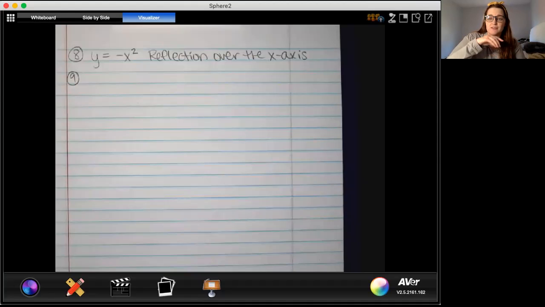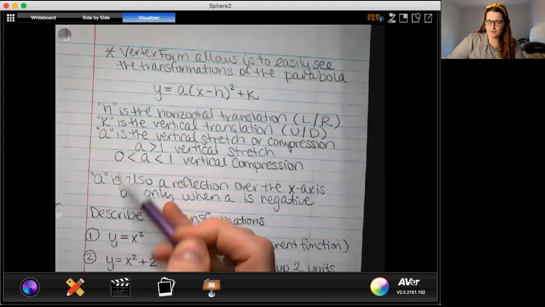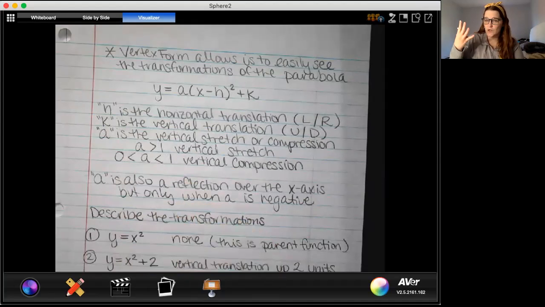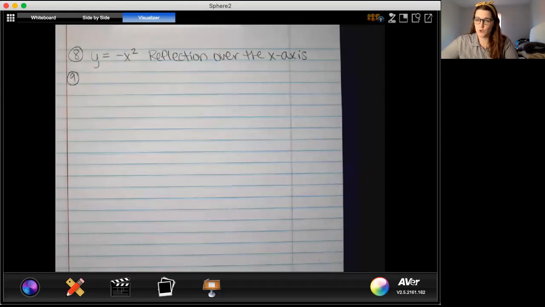I appreciate the guess. It wasn't 5. Again, but I appreciate the guess. How many did we talk about? 4. We talked about 4. Left, right, up, down, stretch, compression, reflection. 4. So you can have up to 4 transformations on one equation.